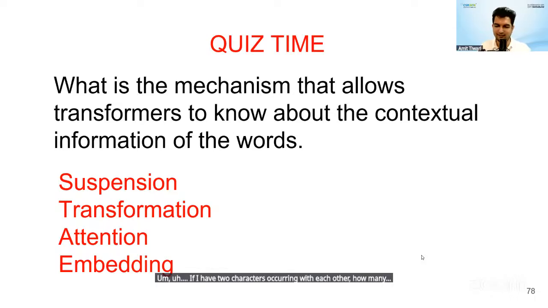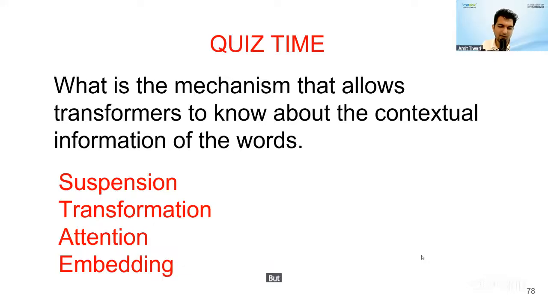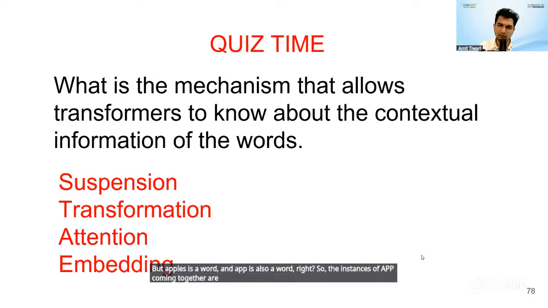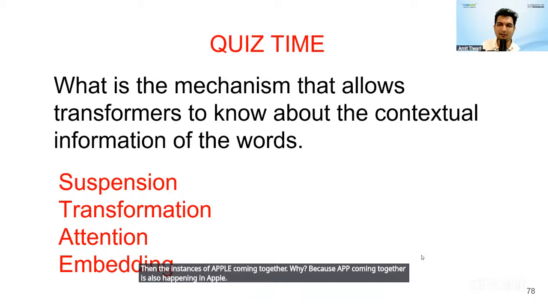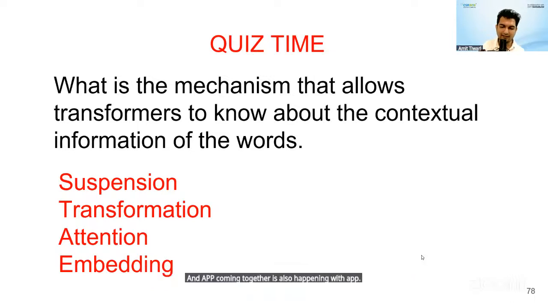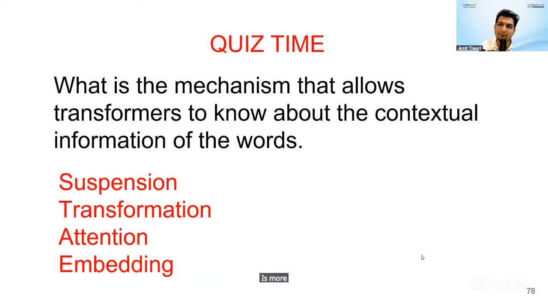Apple is, of course, a word that is found more in the English dictionary, but apple is a word and app is also a word, right? So the instances of app coming together are more than the instances of apple coming together. Why? Because app coming together is also happening in apple, and it is also happening with app itself. And that's why the count of app together is more than the count of apple together. Do you agree with me or not? So that's why app would be a token.